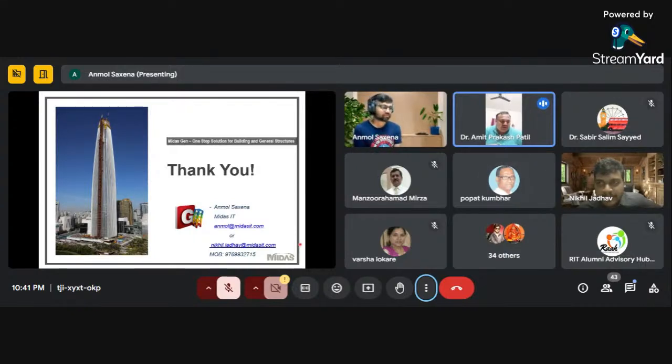In this regard, I thank all the core members of RA for taking active efforts and presenting such sessions. I thank all the faculty of the Civil Engineering Department. A special thanks to all the alumni who are present here. And last but not least, I would like to thank the students of the Civil Engineering Department from BTech and MTech for their presence at such a time and attending this session.